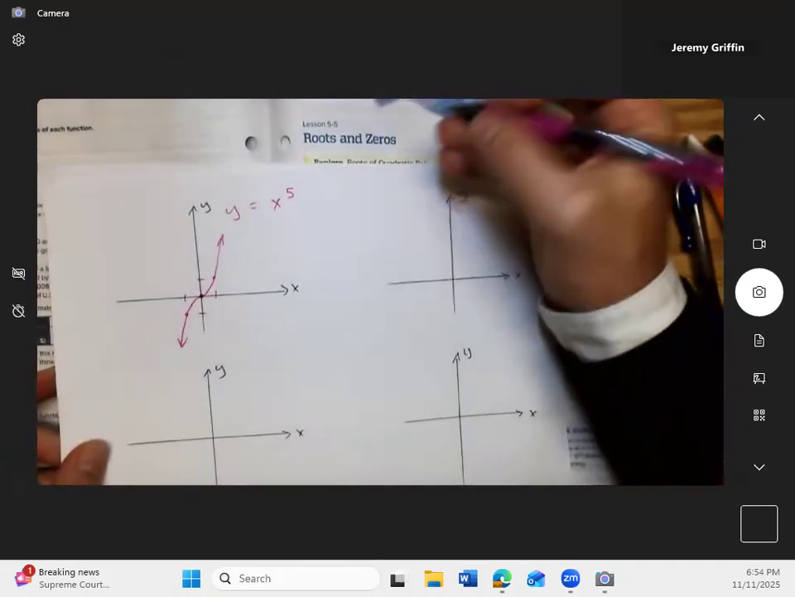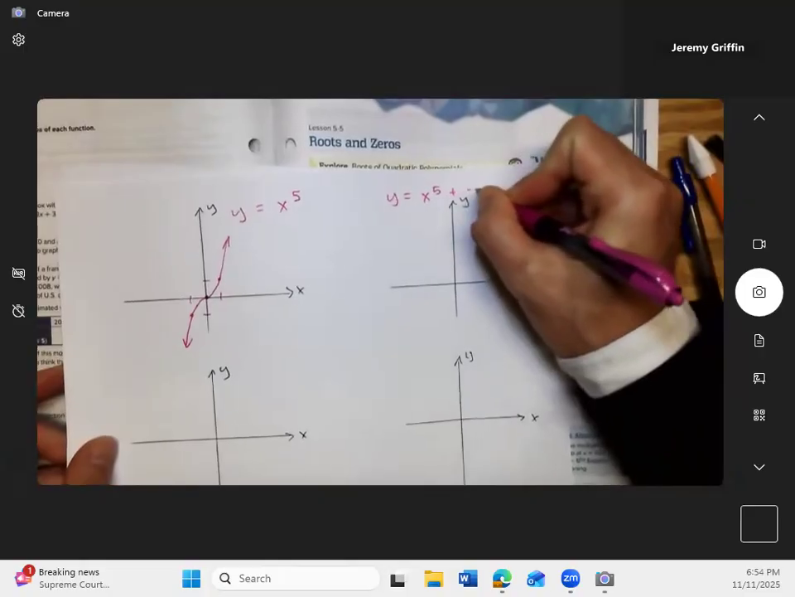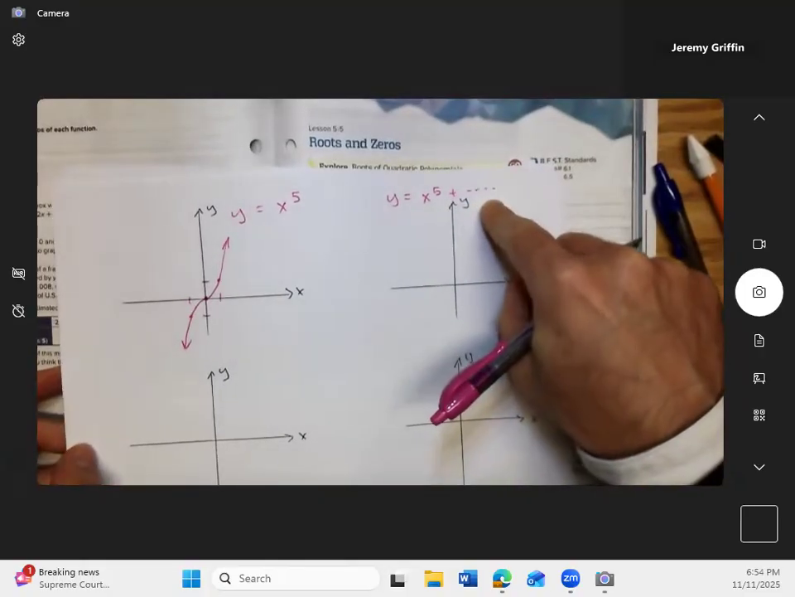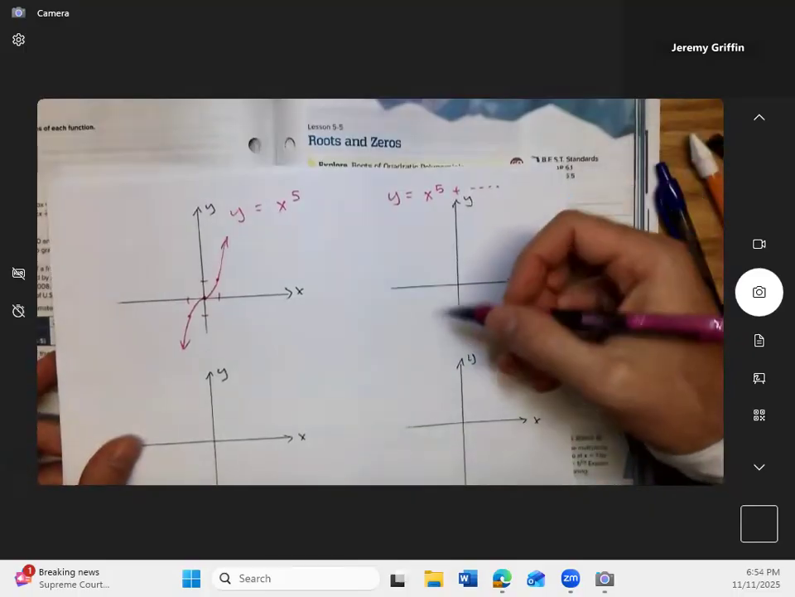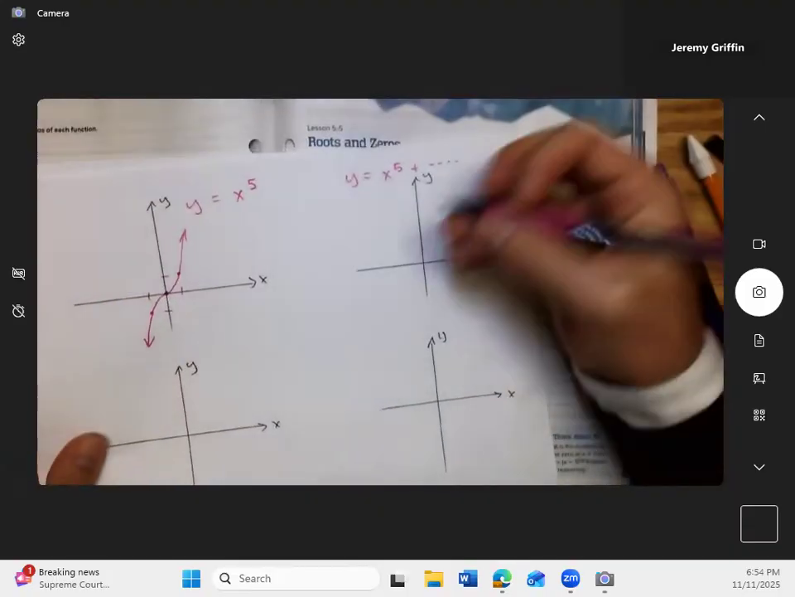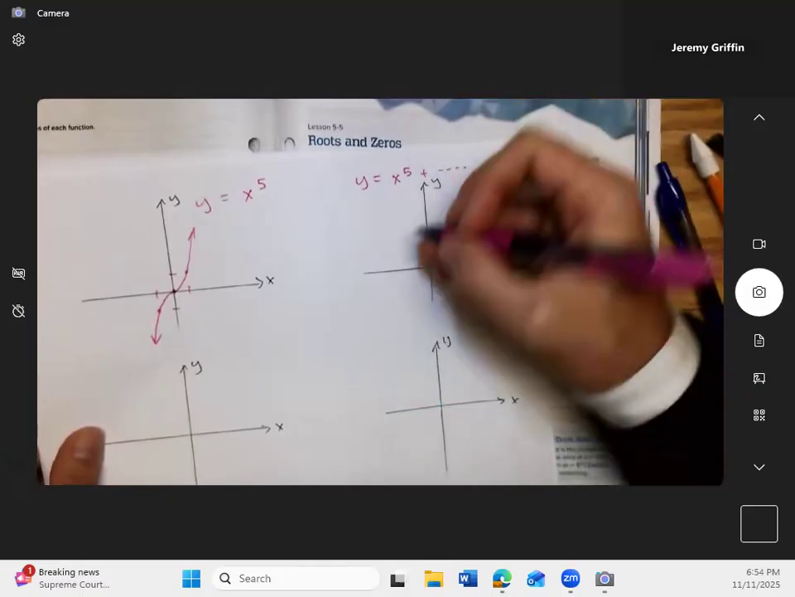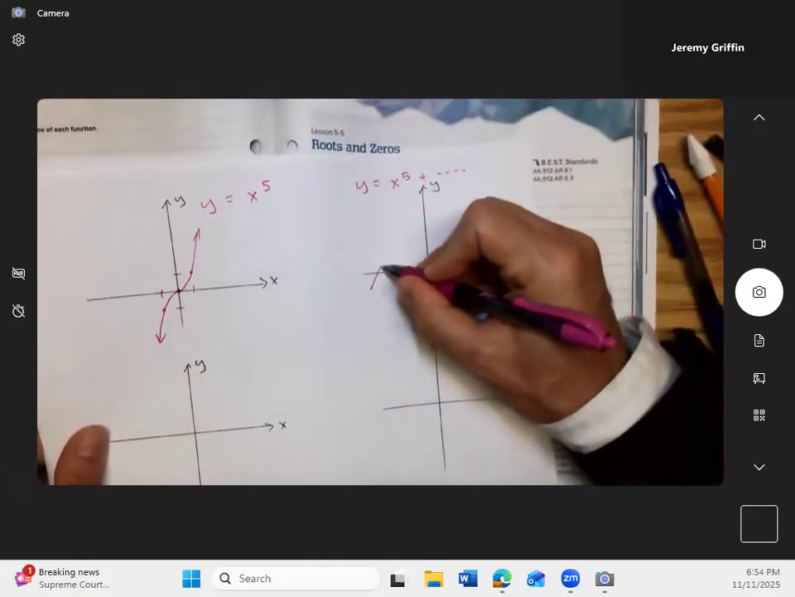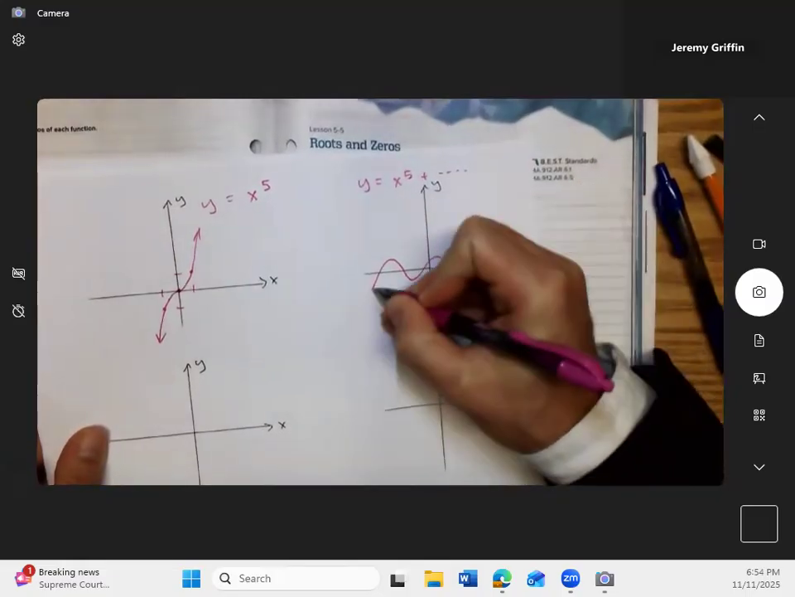What about if I have something like y equals x to the 5 plus dot dot dot? I'm cutting off a bunch of the polynomial, maybe some x to the 4 minus some x to the 3 plus some x to the 2, something like that. What other kind of crazy shapes can you make out of this? At most, how many zeros could we get? We could get up to 5. It could go up, down, up. You could get something like that.